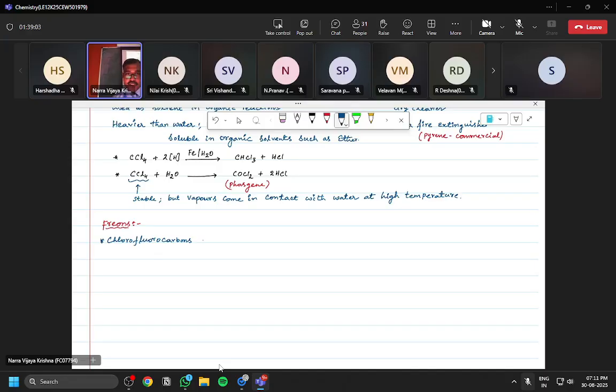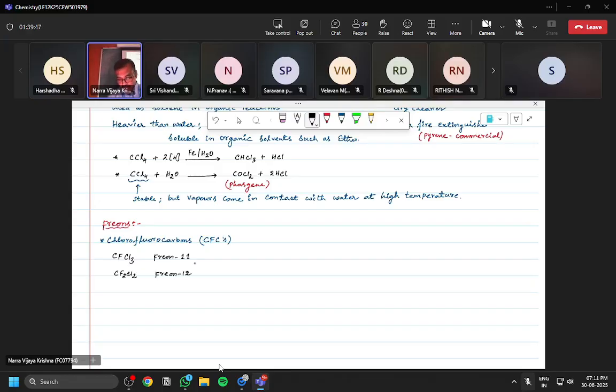We call them freons, or we also write them as CFCs. Example, CFCl3 is also called freon. What can we write? 0, 1, 1. Hydrogen is not there, so 1. Fluorine, 1 is there. So 0, 1, 1. If it is CF2Cl2, then 0, 1, 2. So freon 1, 2.